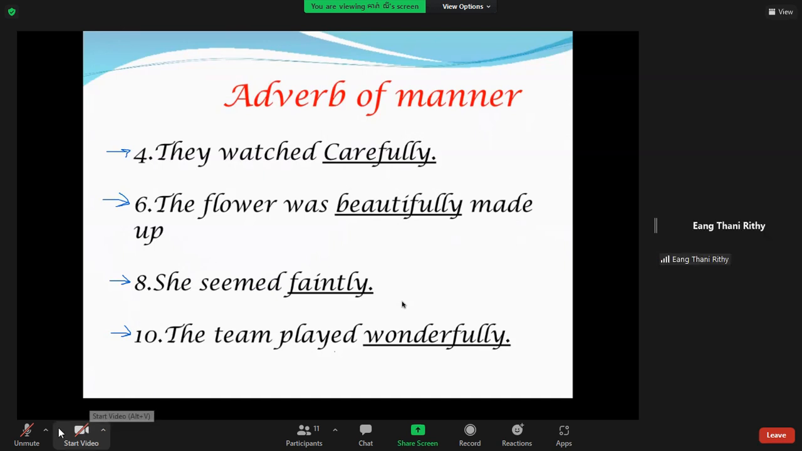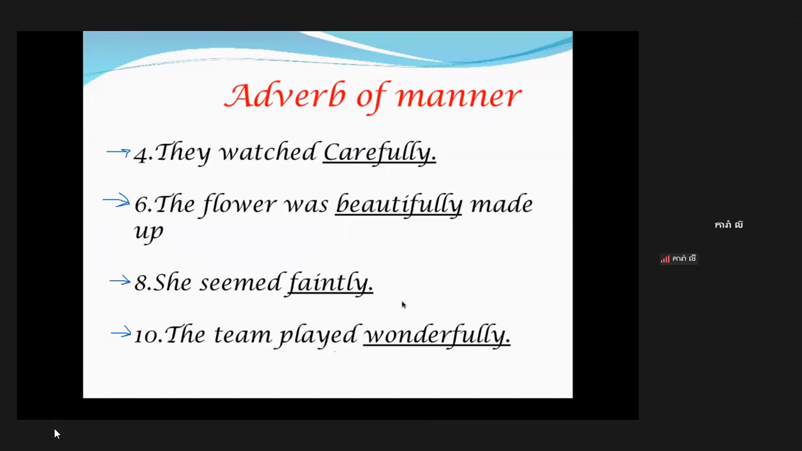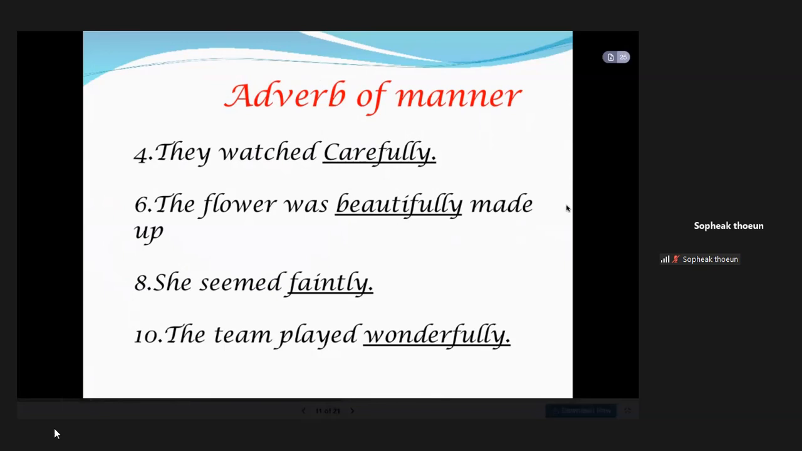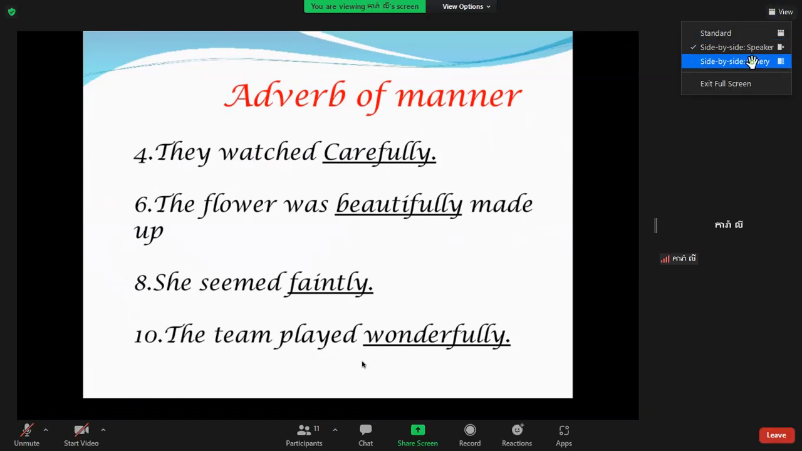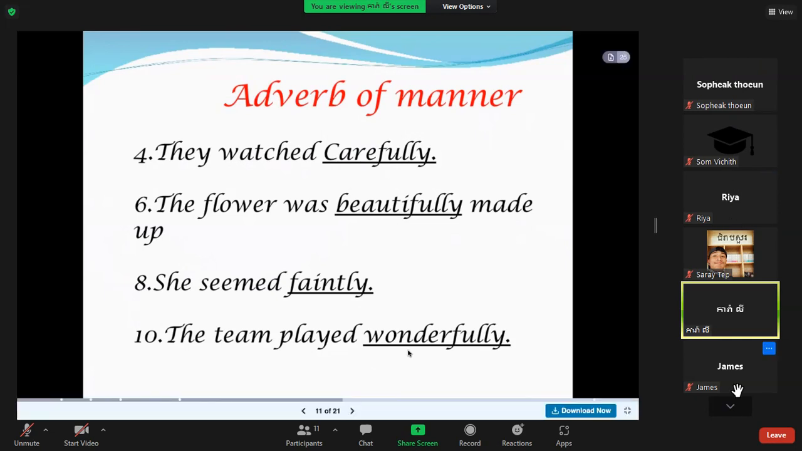Faintly means tired. Don't worry about this word because I don't think I have ever used this word in English. Yeah. It's an English word, but it's not common. I'll do number 10. The team played wonderfully. So good job. Okay, all of you are participating wonderfully. Thank you. Here we go.